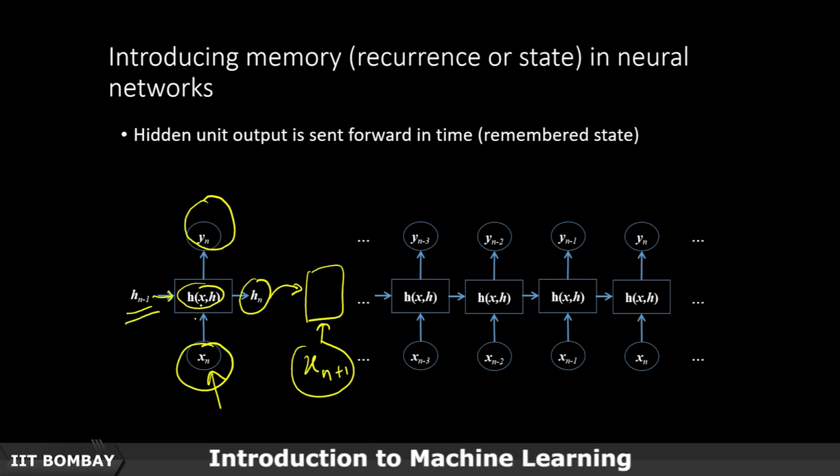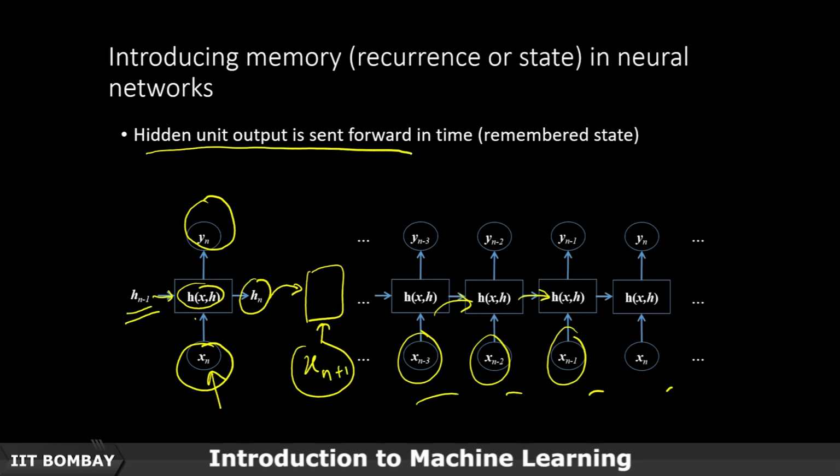So here's what the sequence might look like. If we have x of n minus 3, we will get h of n minus 3, which goes to the computation on x of n minus 2, which gives you h of n minus 2, which goes to the computation on x of n minus 1 and so forth. So this state, the hidden unit output, is sent forward in time and it's a remembered state.